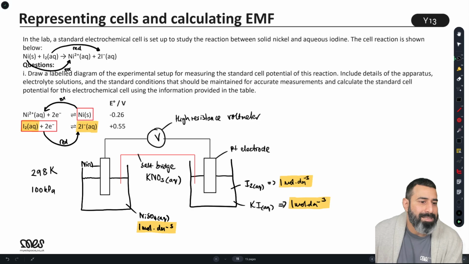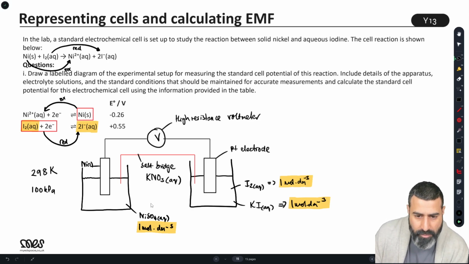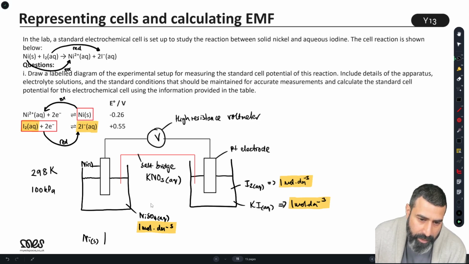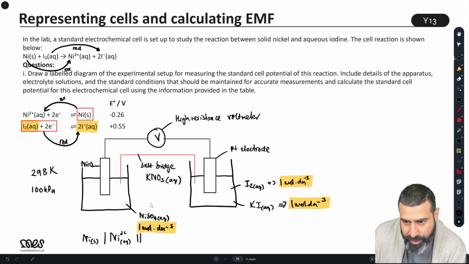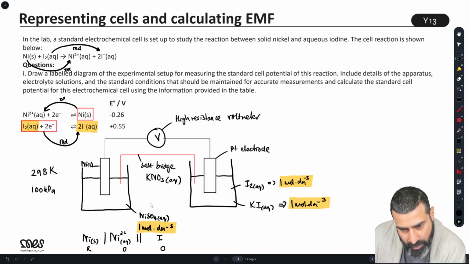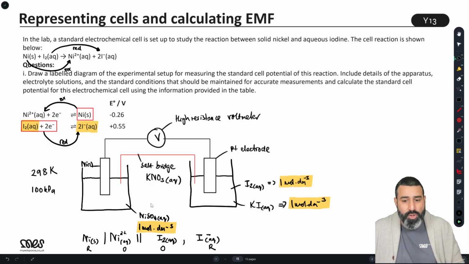So I guess the next aspect is, let's write the conventional cell notation for this. So this is going to be nickel, solid, phase boundary, nickel 2+ aqueous, salt bridge. So remember, it goes reduced, oxidized, oxidized. So what is the oxidized form? That's going to be I2 aqueous, and then that's going to be I- aqueous, because that's a reduced form.